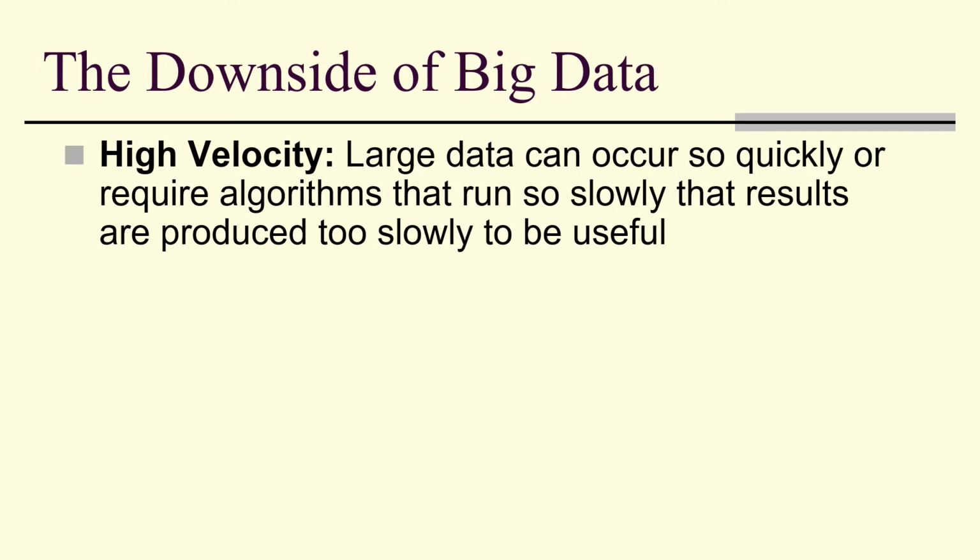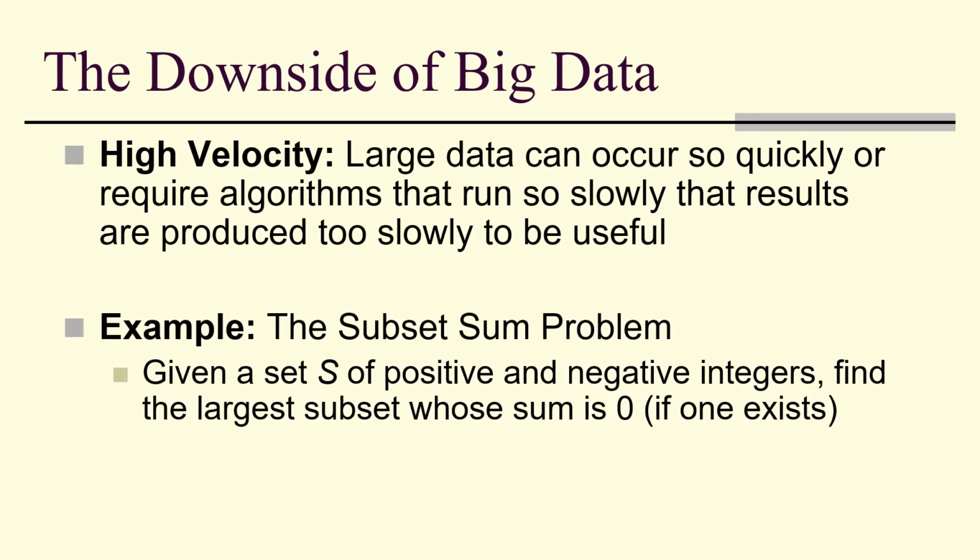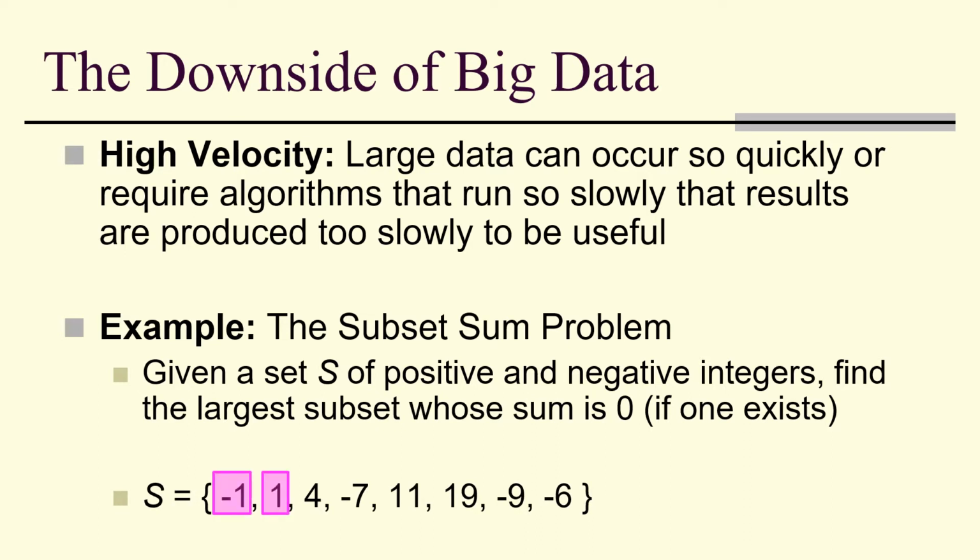High velocity. Data can occur so quickly or be so large that algorithms run just too slow. For example, the subset sum problem. Given a set S of positive and negative integers, find the largest subset whose sum is 0, if one exists. For example, with this set S, it's pretty obvious the first two sum to 0, and you can check that these 6 numbers sum to 0.